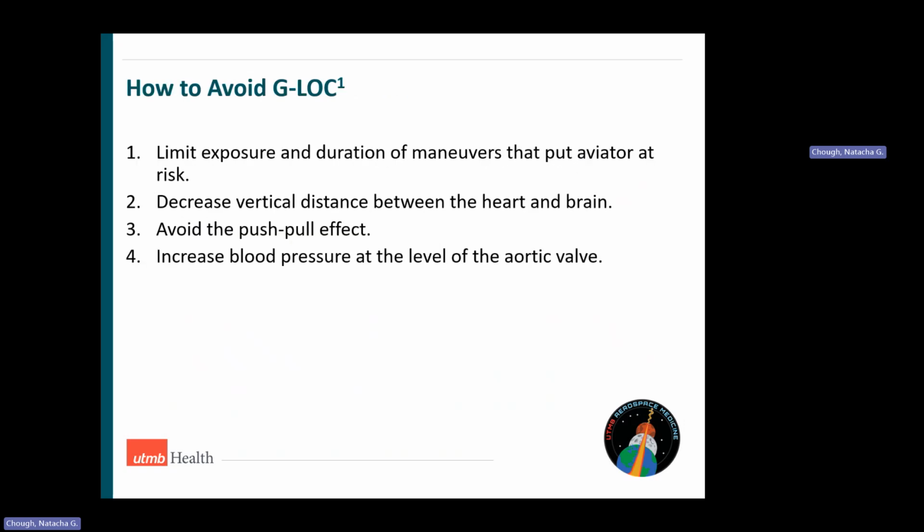So clearly it's a safety issue to have aviators experiencing G-LOC. So how do we avoid it in aerospace medicine? There's 4 main categories of avoidance measures that we use. The first is to limit exposure and duration of maneuvers that put an aviator at risk. The second is to decrease the vertical distance between the heart and brain. The third is to avoid something called the push-pull effect, which we'll describe in a few minutes. And the fourth is to increase blood pressure at the level of the aortic valve.